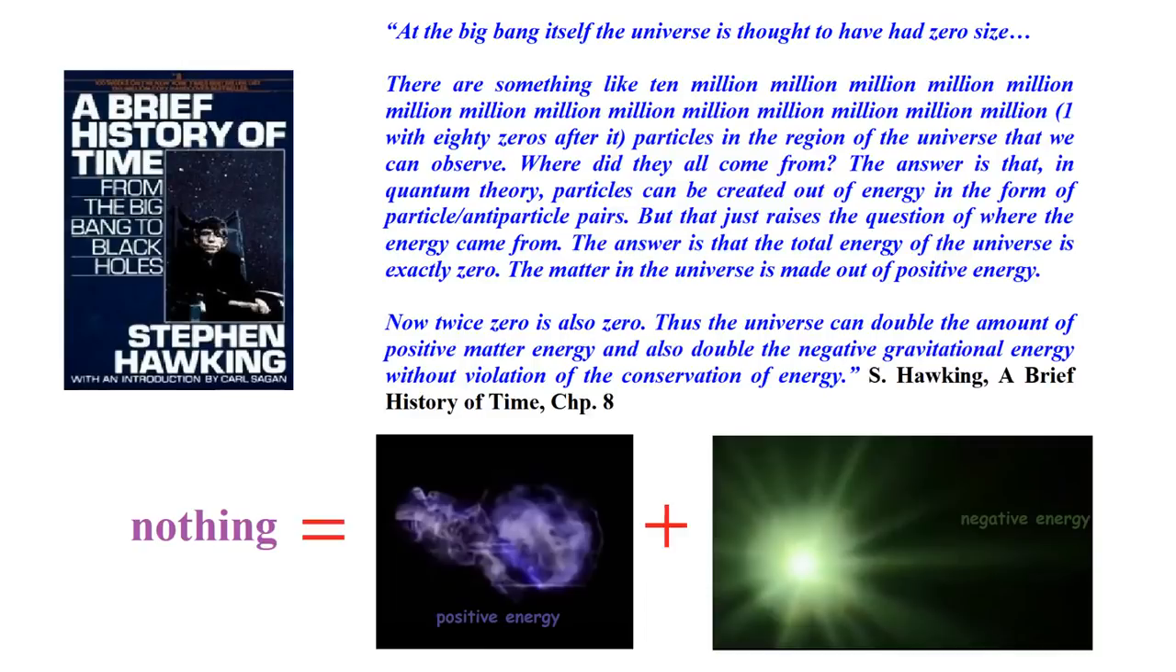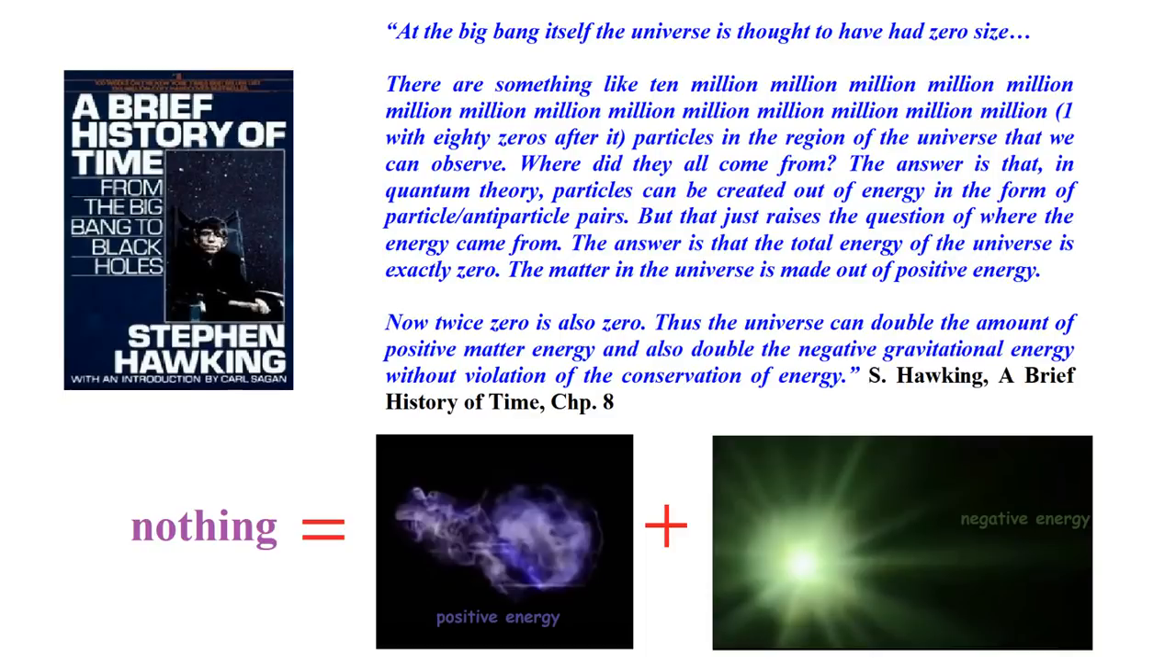And he says that at the Big Bang, the universe is thought to have had zero size. And he says there's a big number of particles in the region that we can observe. Where do they all come from, he asks. And he says the answer is that in quantum theory, particles can be created out of energy in the form of particle-antiparticle pairs. But that just raises the question of where the energy came from. The answer is that the total energy of the universe is exactly zero.